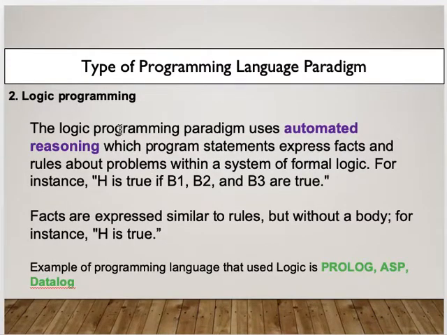The second paradigm is a logic. So the keyword is automated reasoning. The logic programming paradigm use automated reasoning, which program statement express fact and rules about problem. For example, H is true if B1, B2, and B3 are true. So if you just say H is true, mean we can conclude that B1, B2, and B3 is also true. Example of programming language that use logic is Prolog, ASP, and Datalog.